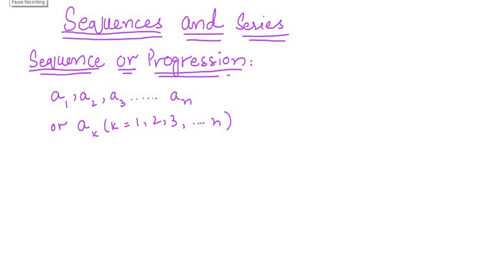If the sequence has a finite number of terms, here k is equal to 1 to n, then we say that this sequence is a finite sequence. Otherwise, if the sequence a1, a2, a3 and so on has an infinite number of terms, we call it an infinite sequence. Here k is equal to 1, 2, 3 and so on.